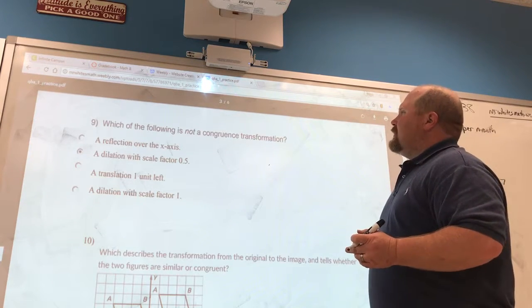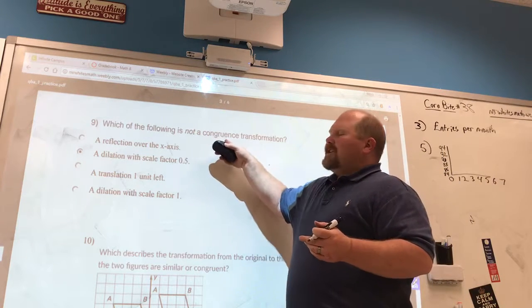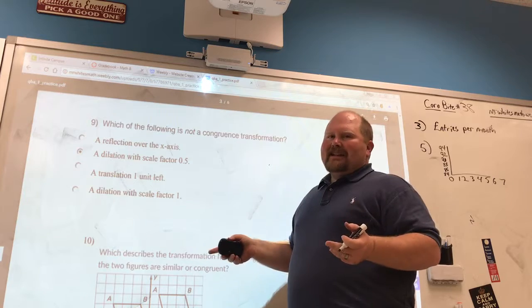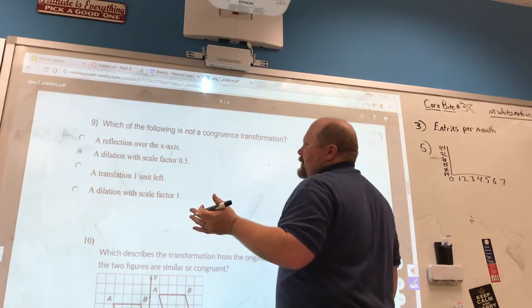Number 9, which of the following is not a congruence transformation? So it's asking you which one is not congruent. In other words, which one of these changed size? Well, a reflection over the x, it would stay the same size and shape.